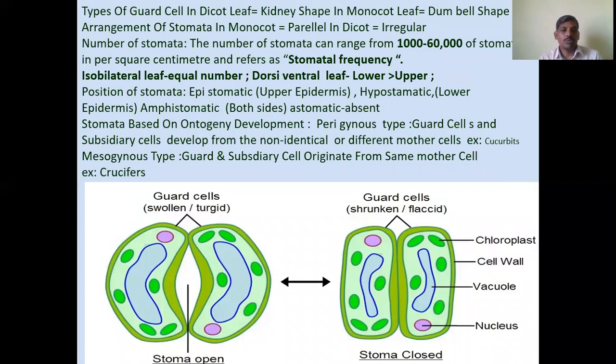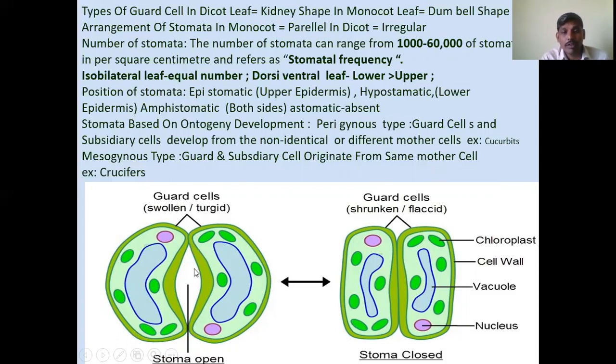In angiosperms, dicots and monocots are differentiated by guard cell shape and structure. In dicot plants, the guard cells are kidney shaped. In monocots, they are dumbbell shaped. So here are the dumbbell shaped structures, two guard cells. Here a kidney or bean shaped structure is there.